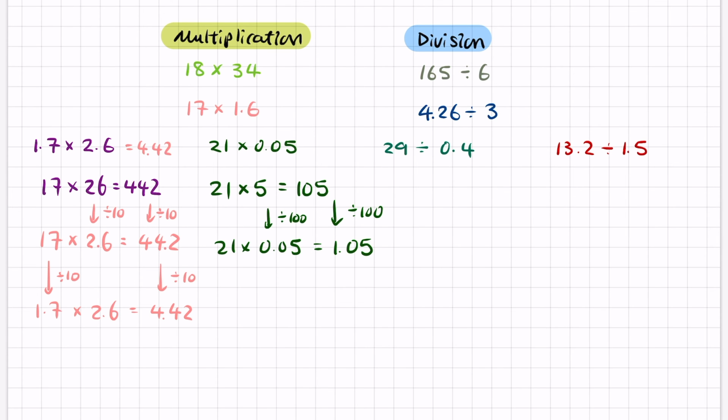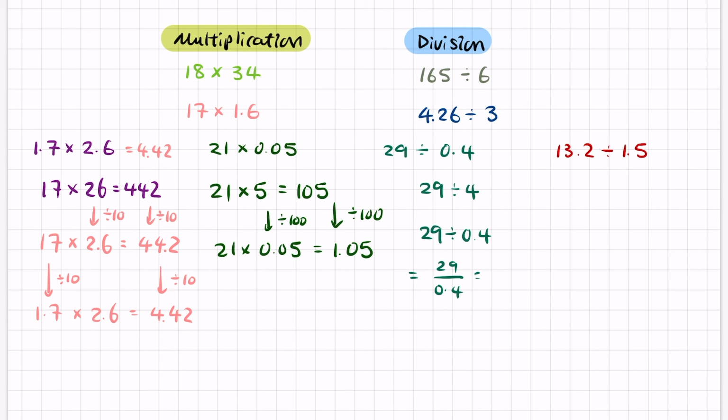You can start by working out 29 divided by 4 and scale your final answer. Or, division is actually a fraction. You can write 29 divided by 0.4 as 29 over 0.4. We can then multiply the denominator and numerator by 10 to get rid of the decimals. So we will have 290 divided by 4. Then you can use the bus stop method to work it out.